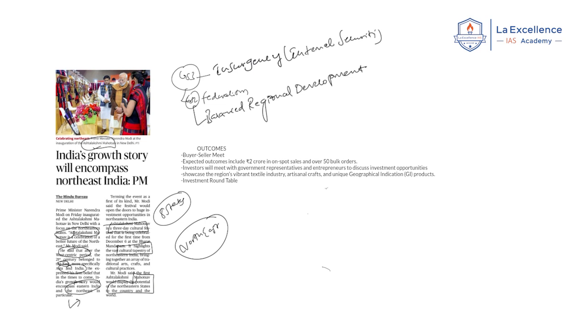It is said that this event displays the potential of the Northeast Indian states' cultural tapestry. What will happen? They will display the local textiles, crafts, arts, and GI products and things like that, so that their products will get a global reach. What can be the outcomes of this meet? There is a buyer-seller meet. There are expected outcomes of 2 crore in on-the-spot sales and 50 bulk orders. And investors will meet government representatives and entrepreneurs to discuss investment opportunities, especially in globalizing the local products.